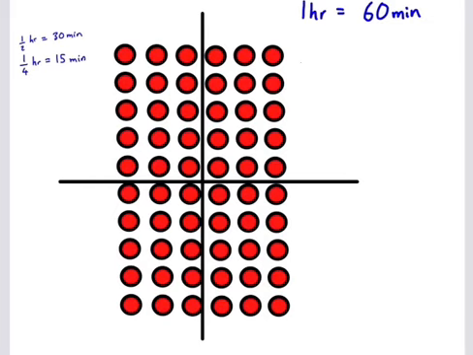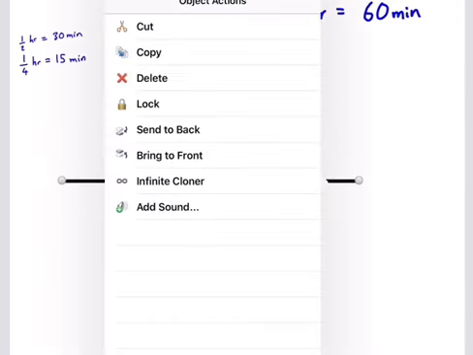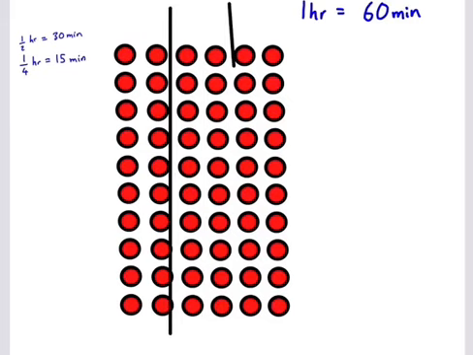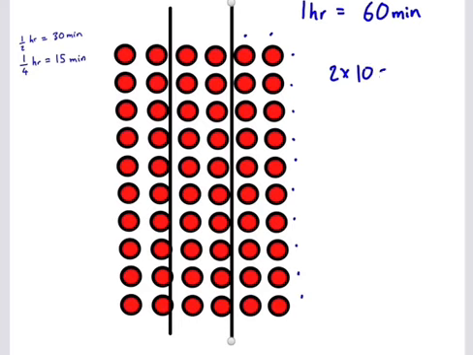It's not just quarters we can divide it into. Let's cut it there and there. We can actually divide hours into thirds of an hour. So, a third of an hour is 2 by 10. 2 times 10, which is 20. So a third of an hour is 20 minutes.